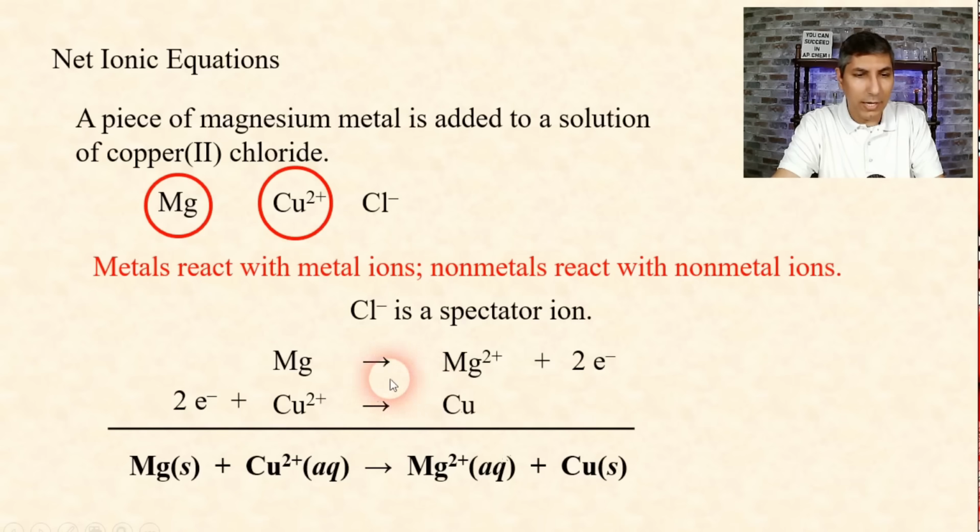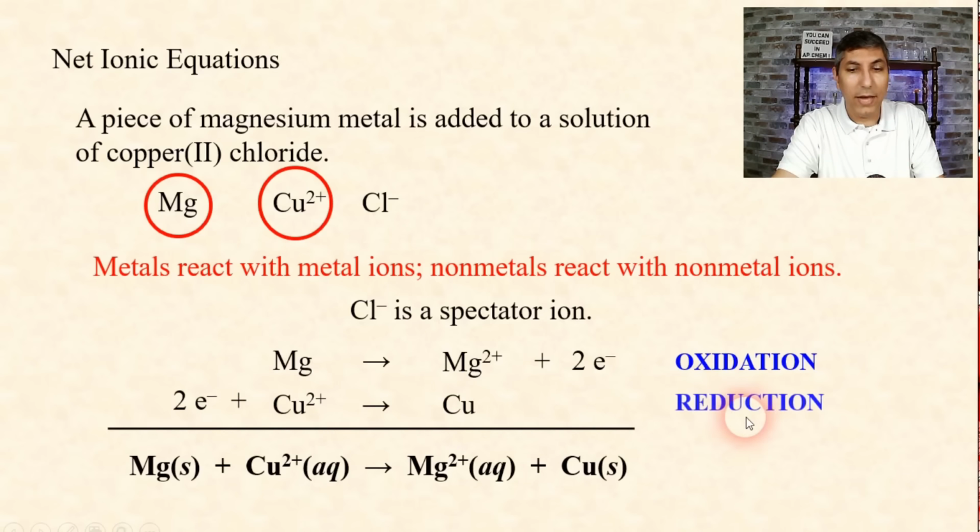It's important to understand that since in this first half reaction we're losing electrons, that's called oxidation. And in the second half reaction, since we're gaining electrons, that is reduction. So be aware of the difference between oxidation and reduction. Some people like to say, Leo the lion goes grr. Lose electrons is oxidation, gain electrons is reduction.